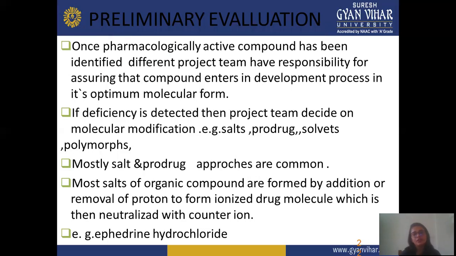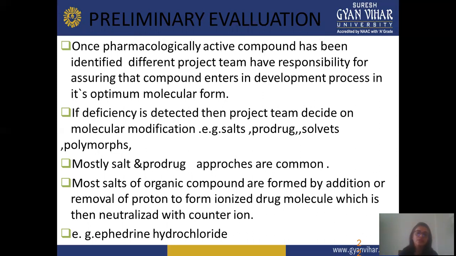And the next is preliminary evaluation. Once a pharmacologically active compound has been identified, different project teams are responsible for ensuring the compound enters the development process in its optimum molecular form. If your formulation has a good pre-formulation study and shows good results, then you can finalize your formulation or enter your drug for in vivo tests or pharmacologically active compound identification. This is mainly performed with the help of certain animals or certain other techniques, and you finalize and optimize your molecular form.